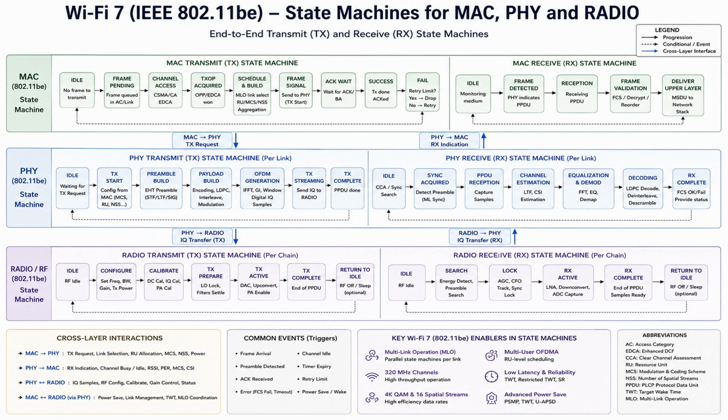So to sum it up, the MAC decides, the PHY builds and recovers the signals, and the radio touches the air. And Wi-Fi 7's headline features aren't bolted on, they're baked into the structure of the state machines themselves.